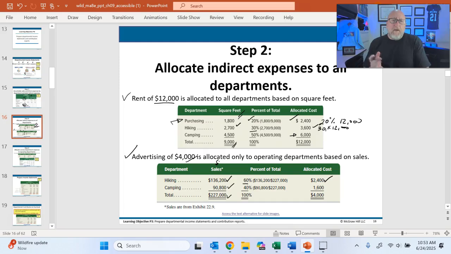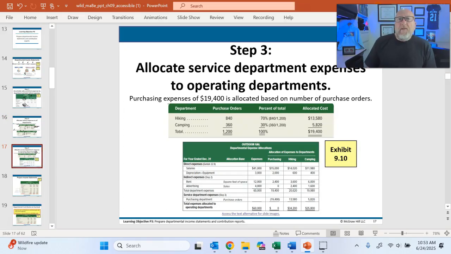$2,400 of the advertising expense is going to get allocated to the hiking division. Then finally, we have the last bit of information that we need. We have the purchasing department. The purchasing expenses totaled 19,400.